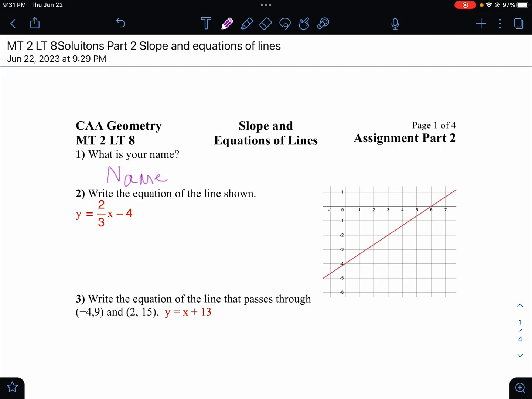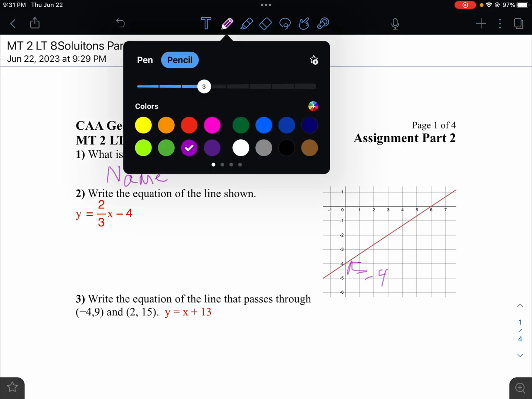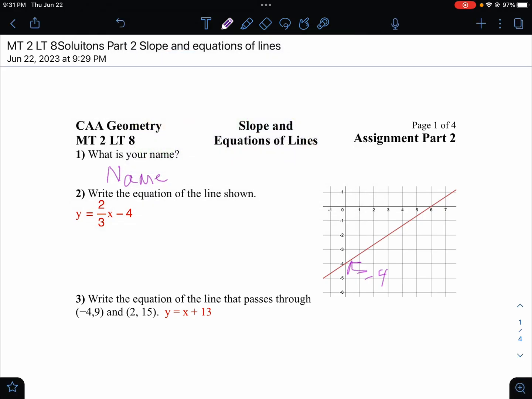Now on question number 2, we want to write the equation of the line. I can see where it crosses, and I can find the slope. Notice my b is negative 4, because it's going down 4. Now if I look at my slope, I'll pick 2 points I can find the slope of rather easily, so I'll use this point right here and this point.